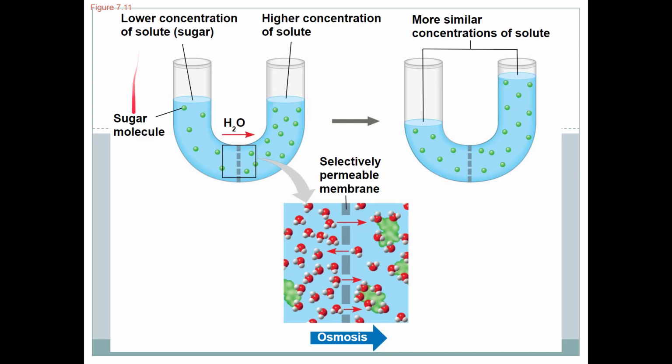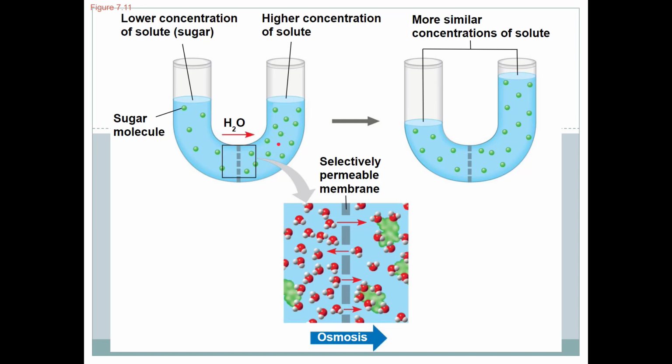Here we have a U-tube, a U-shaped tube with a membrane, and this is a semi-permeable membrane that allows water to cross, but does not allow sugar to cross. Sugar's too big. And in this tube we have a low concentration of sugar over here, so a low solute concentration. And over here we have a high solute concentration, lots of sugar in that water.